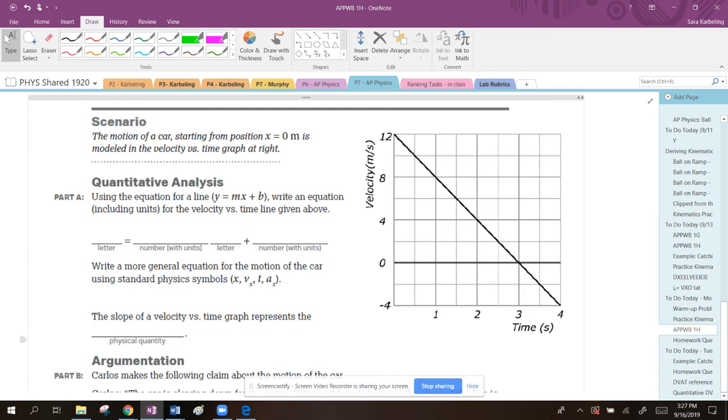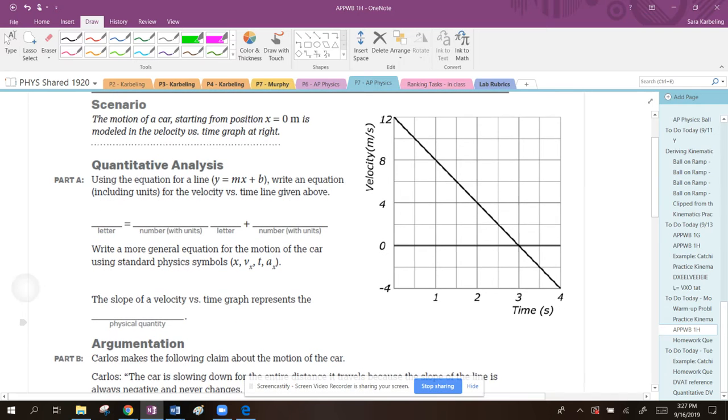All right. So let's take a look here at what they're going to walk us through. We've been gathering that this walking through things means something, so we've got to go through this. So we see that it's a line. I remember I mentioned that AP really likes lines, right? And I do too. And you do too, because you know what they are. y equals mx plus b. We've got that here, okay? Write an equation including units for the velocity versus time line given above.